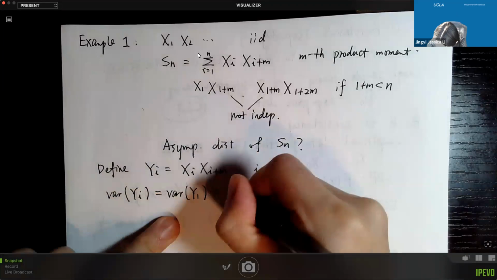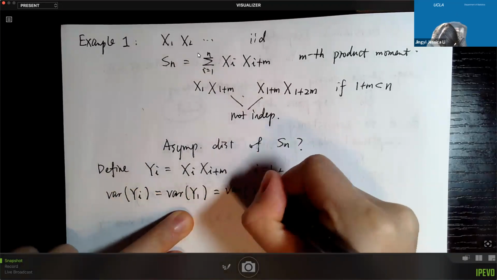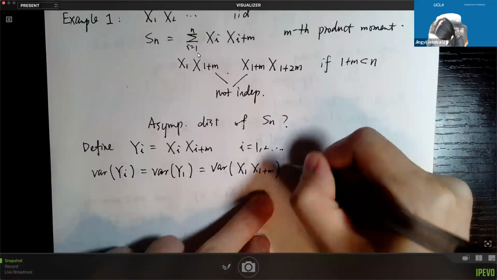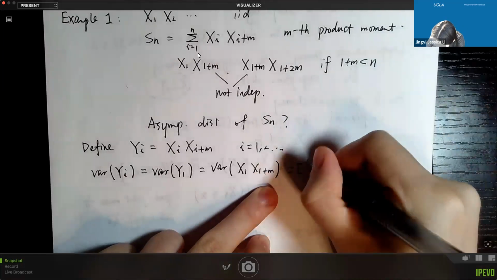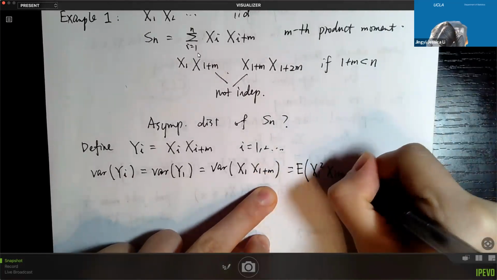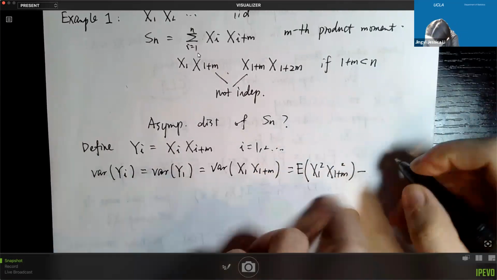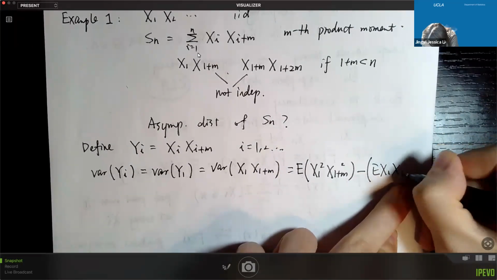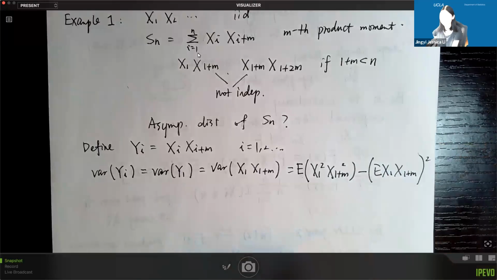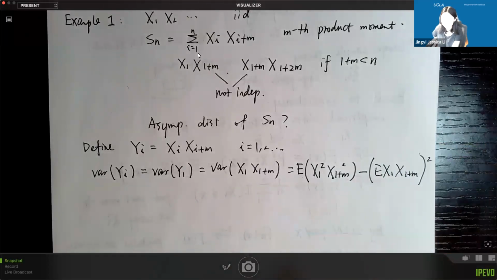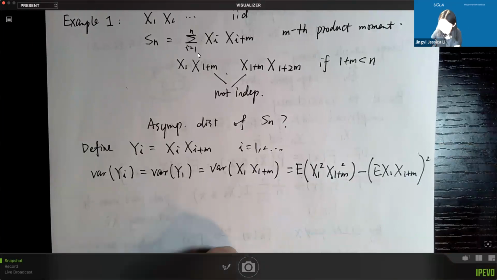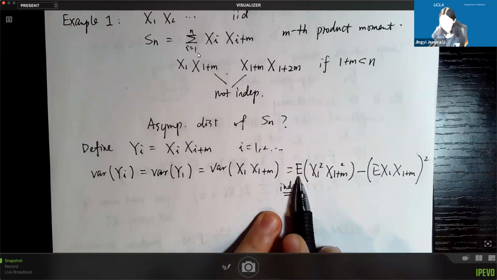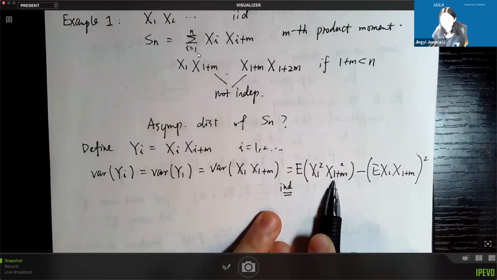It's straightforward. It's the variance of x1 times x1 plus m. And by the definition of variance, I can write it as the expectation of (x1 times x1 plus m) squared, minus the square of the expectation of x1 times x1 plus m. I can write it this way. And now I can use the independence of x1 and x1 plus m. By independence, this one can be written as the expectation of x1 squared times the expectation of x1 plus m squared.